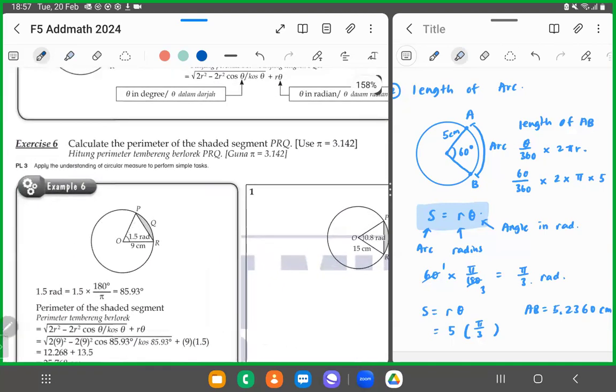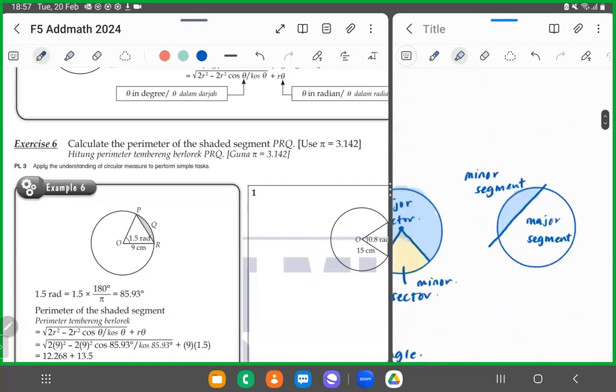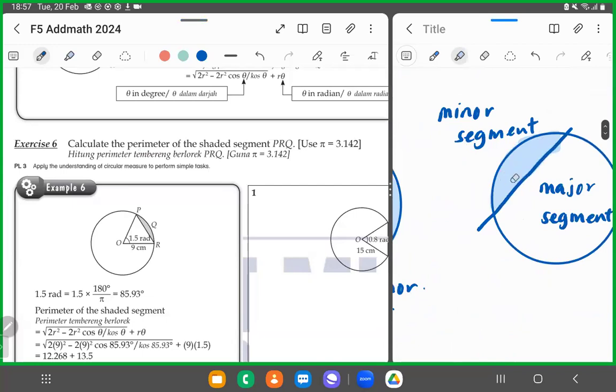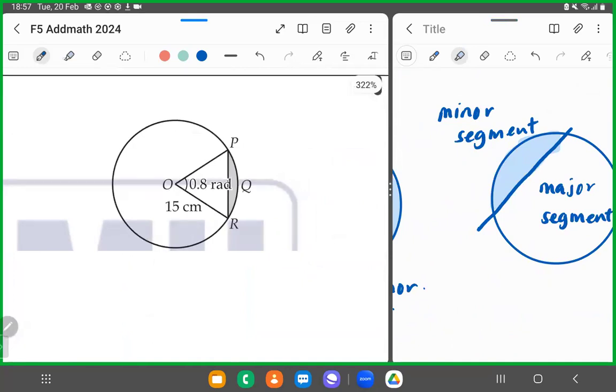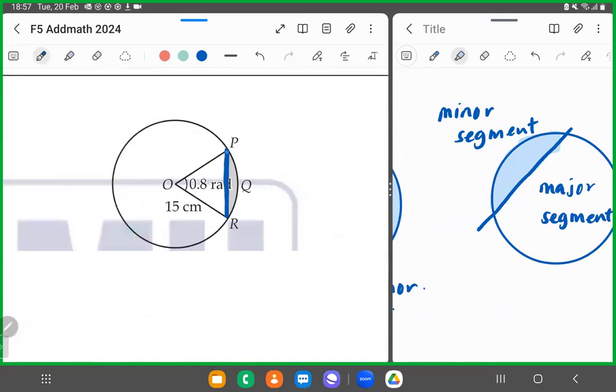The question asks you to calculate the perimeter of the shaded segment. If you still remember what a segment is, just now we sliced the cake like this, then this curvy part here is called a segment. So if the question asks us for the perimeter of the segment, that means you will need to find the length of this straight line, plus the length of this curve.